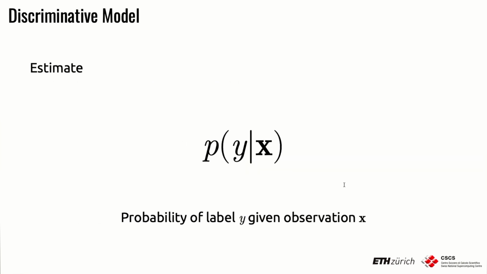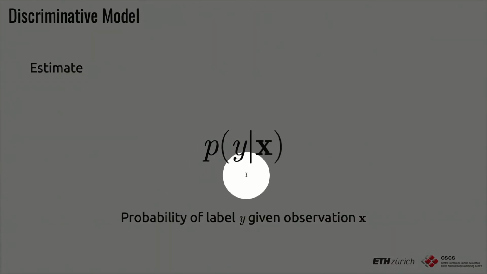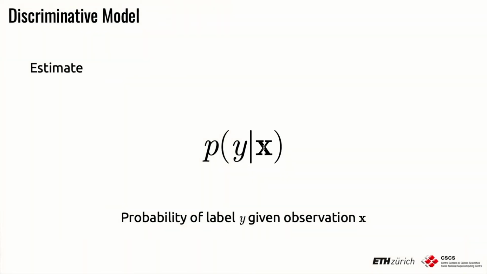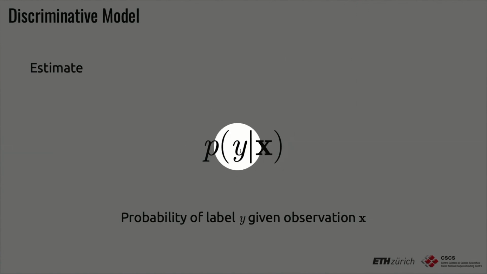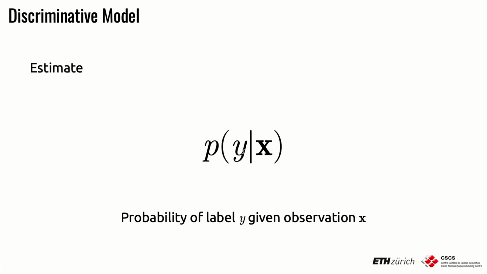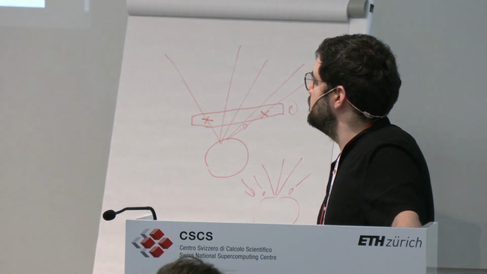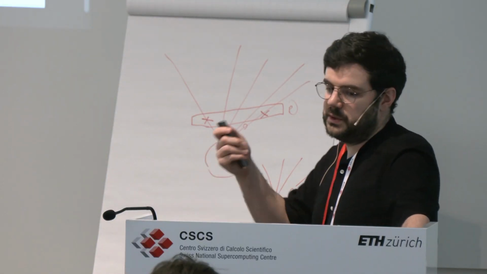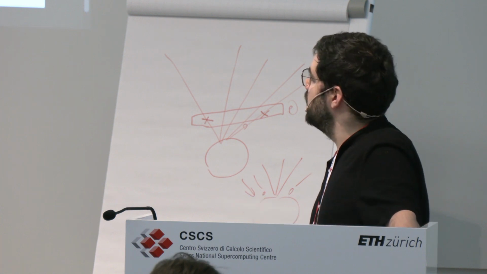So what we've done so far, essentially, is to estimate the probability of y given x. So we have an input, for example, an image x, and then we want to define the probability of different classes for classification. So this is what we have been doing up to now.